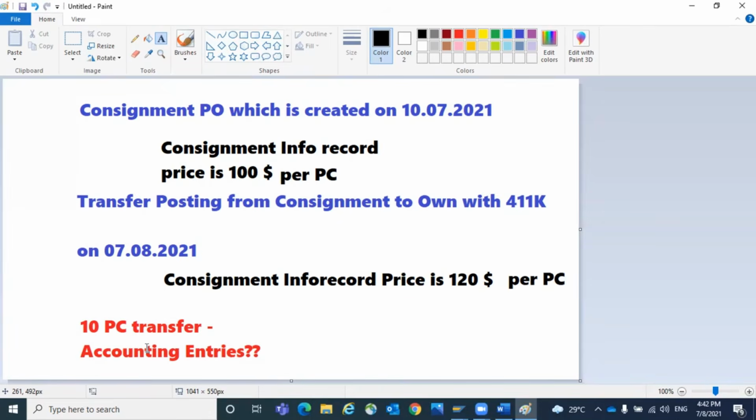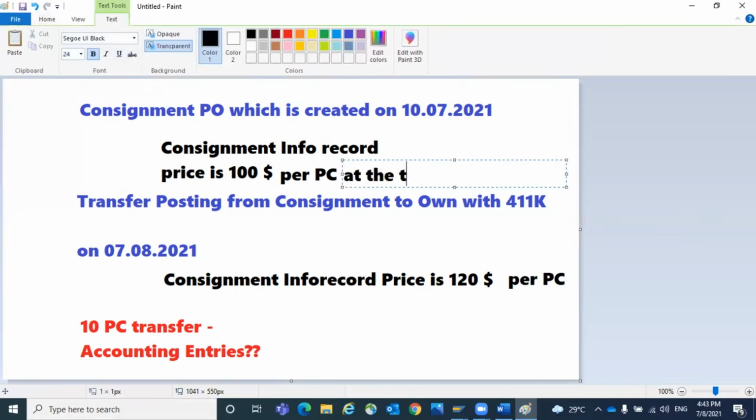Then 1,200 rupees. Now you tell me the accounting entries for 10 pieces. So 1,200 rupees BSX stock account will be debit. Then 1,200 KON consignment payable will be credit. Yes, the BSX 1,200 will be debit and consignment payable KON 1,200 credit. Yes.